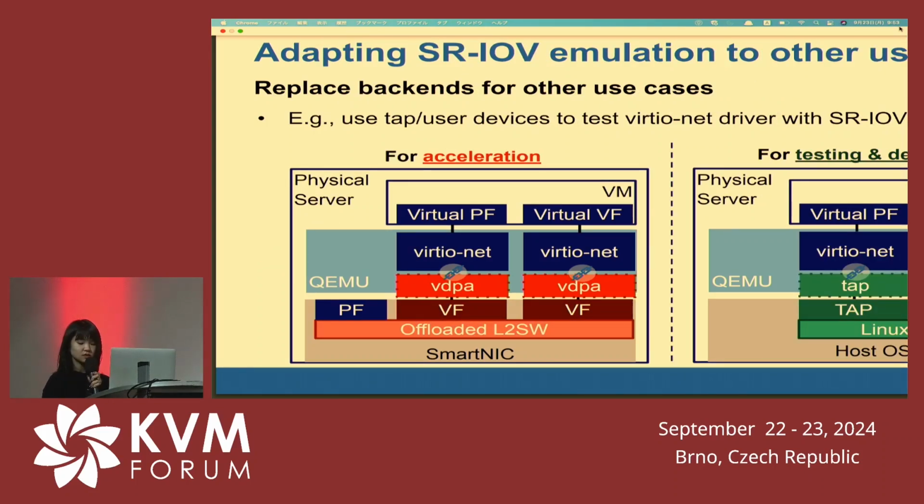Additionally, since SR-IOV emulation has a pluggable backend, it can be used for other use cases by replacing the backend with a different device. For example, by using a TAP device as the backend, the SR-IOV capable driver in the guest OS can be used for testing.